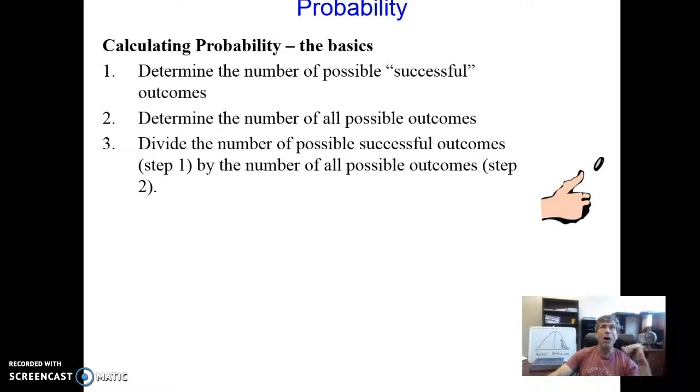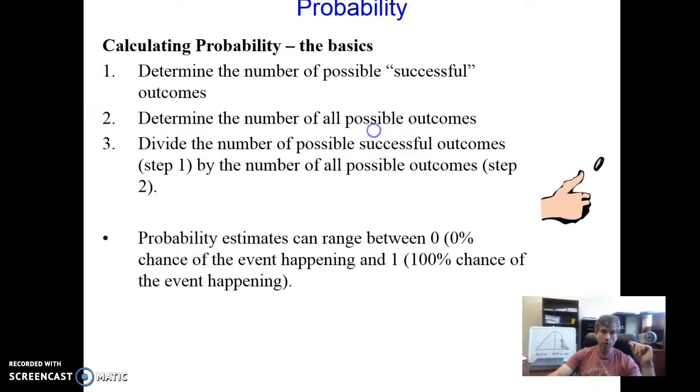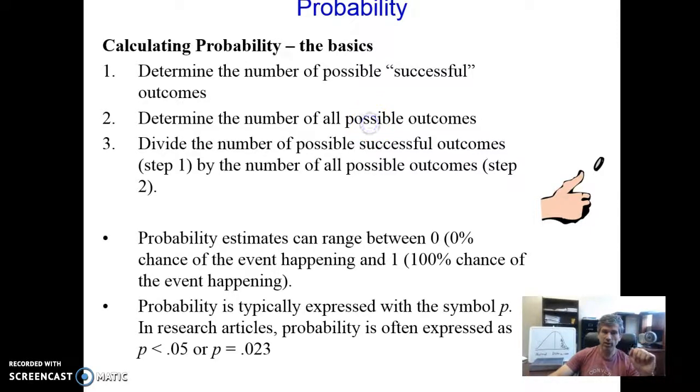Probability of drawing a heart out of a deck of cards at random, there are 13 successful outcomes. There's 13 hearts in that deck. 52 total cards, 13 by 52. There's a 0.25 or a 25% chance that you'll draw that heart. So probability estimates always range between 0 and 1. If you somehow get a probability estimate that's negative, I don't even know how that would happen, but greater than 1, you have made a mistake. Go back and readdress it.